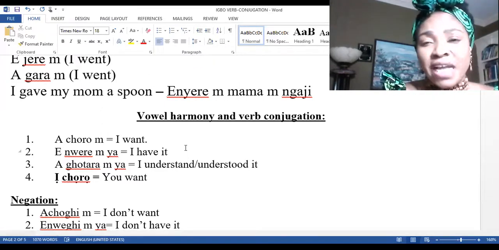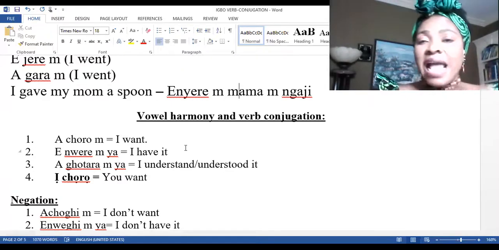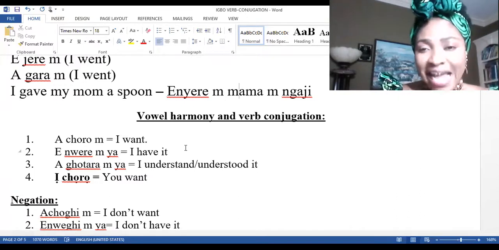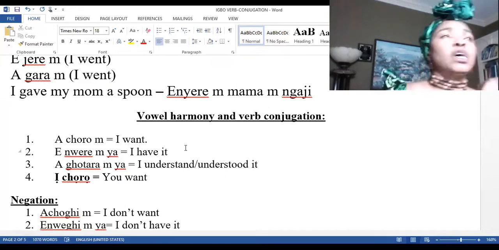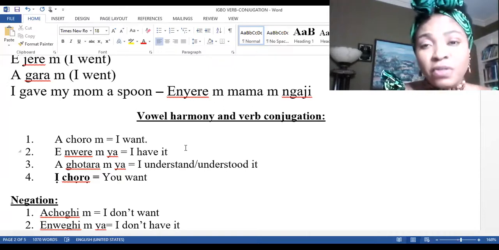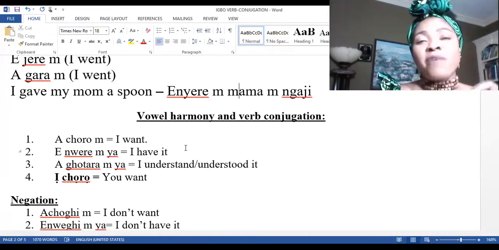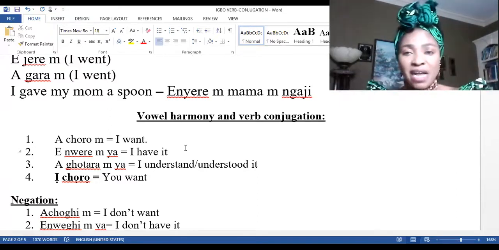Who took the pot here? Oh, I have it. Okay. Enwerem ya. Do you have a spoon? Yes, I have it. Enwerem ya. Do you have a shoe? Yes, I have it. Enwerem ya. See that? I need you to see the pattern, how it goes.